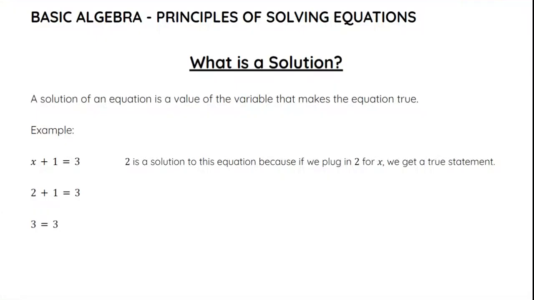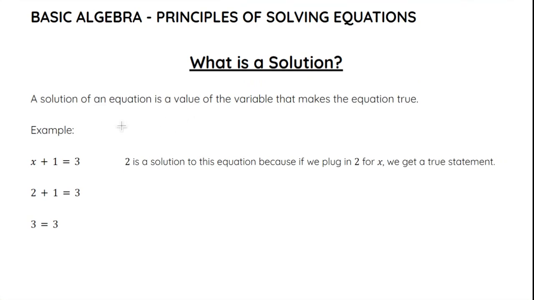Hey there, in this video we are going to look at what a solution is, and we will get a little bit more in depth on how you can check to see if something is a solution to an equation, and also how we can use this information to help us answer multiple choice questions potentially a little bit quicker.